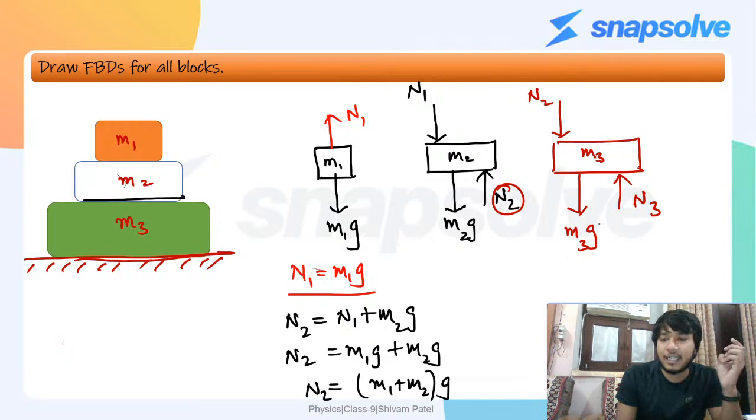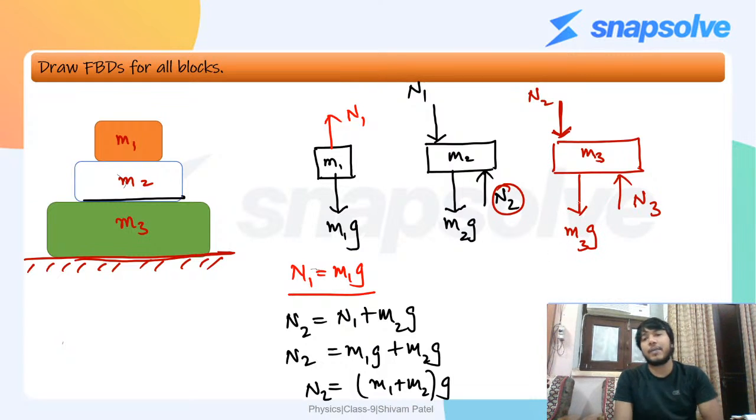m3 का वेट नीचे लग रहा होगा. m3 ने जो नीचे वाला मास है ग्रीन कलर वाला, उसने व्हाइट वाले पे नॉर्मल लगाया था n2 इन अपवर्ड डायरेक्शन. सो m2 भी m3 पे नॉर्मल लगाएगा इन डाउनवर्ड डायरेक्शन. तो हमने यहाँ पे ऊपर से n2 मार्क कर दिया, राइट? और वेट तो लग ही रहा था m3g. सो ये सारे फोर्सेस हमने मार्क कर दिए.